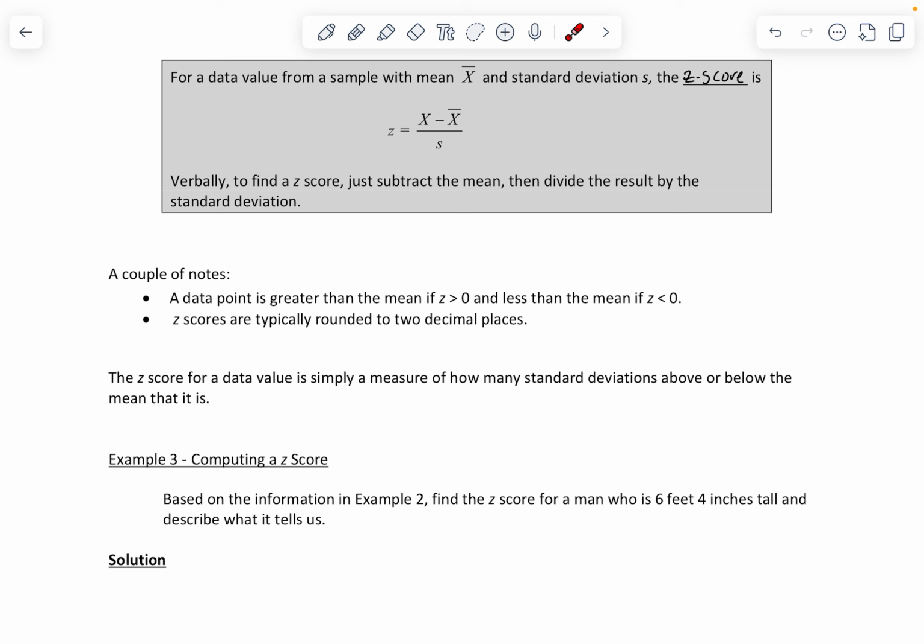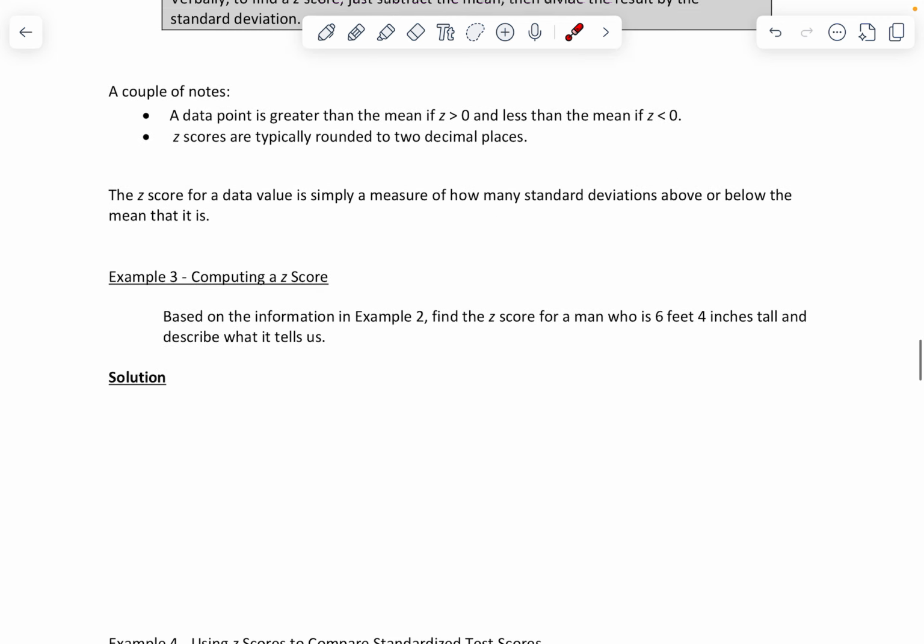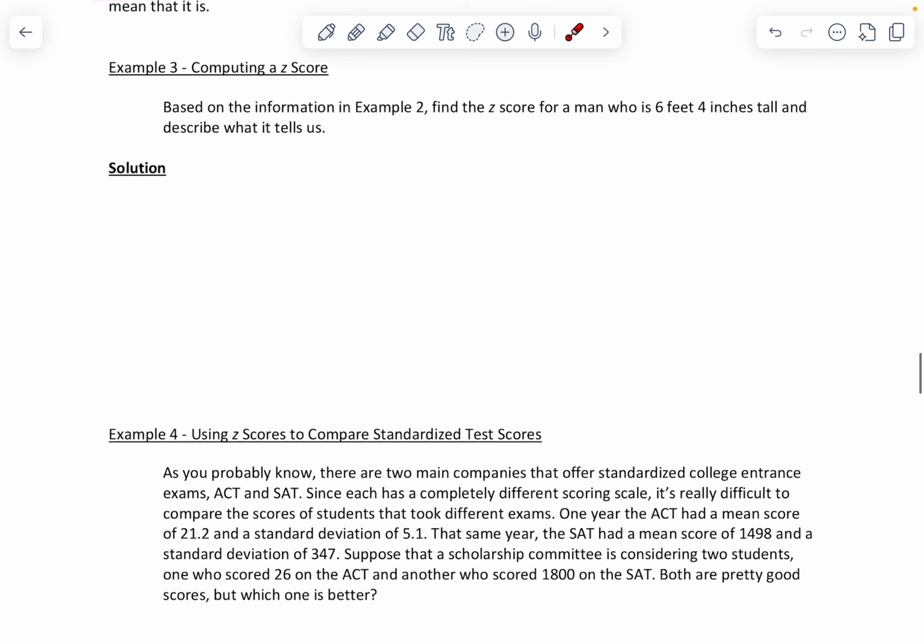Let's go over a few examples. First of all, just computing a z-score. Based on the information in example 2, find the z-score for a man who is 6 feet 4 inches tall and describe what it tells us.